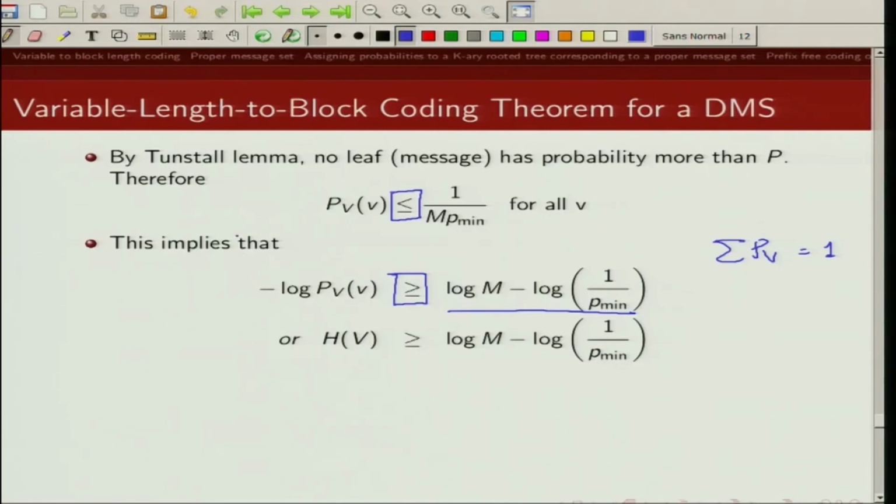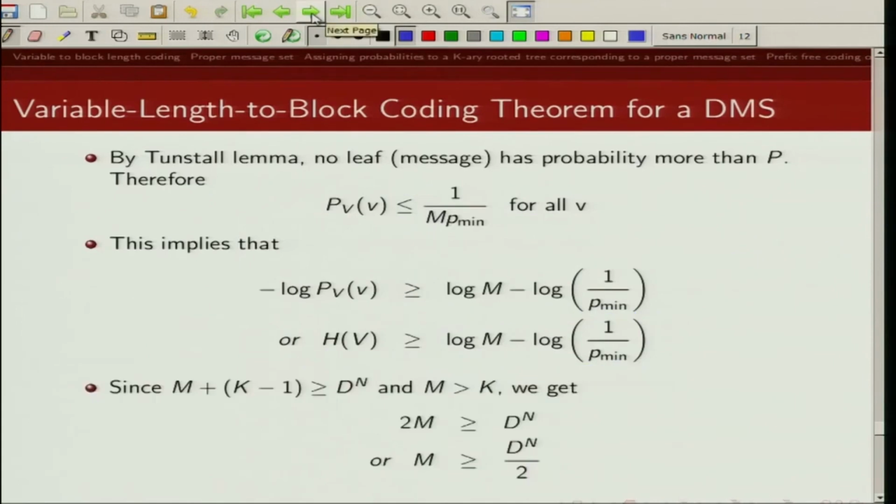Then I take summation over all p v, so this will become the entropy term here, and the summation of p v, this will be log m, and this will be minus log of p min. So the uncertainty in the leaves, basically the leaf entropy, is lower bounded by this quantity.